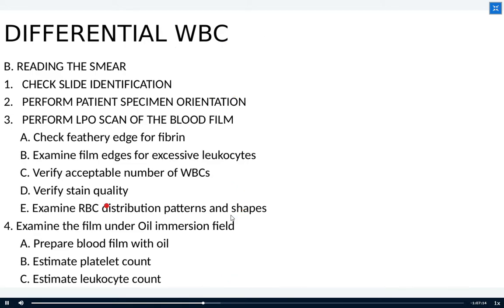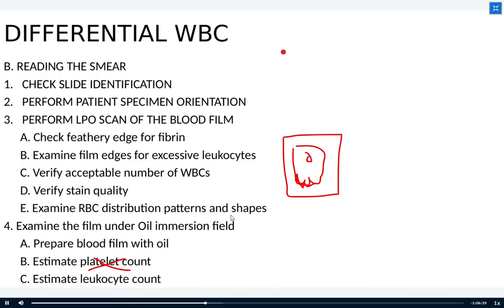So after that, you've checked the LPO. You're going to proceed now to your oil immersion field. So you have to prepare your blood film with oil. So imagine class, this would be your feathery edge, your smear. So you place a drop of oil, then you read it. Then estimate your platelet count. Not really done class. Hindi naman ginagawa to, but this can be done depending sa technique nyo sa laboratory.